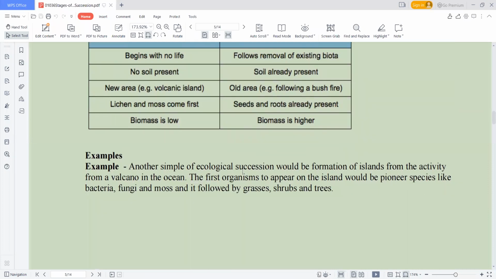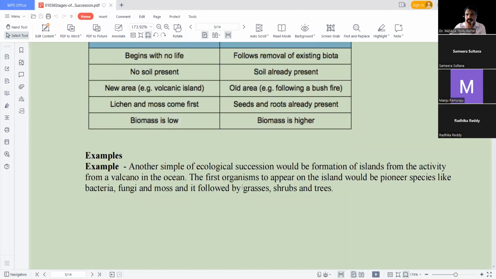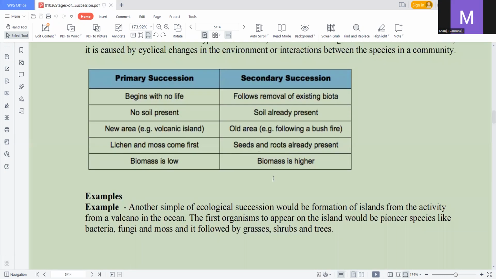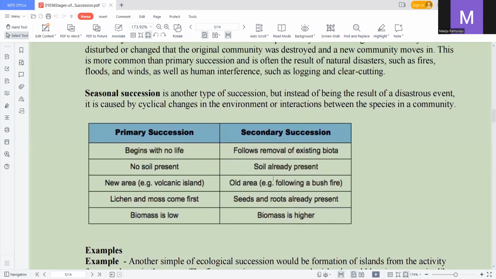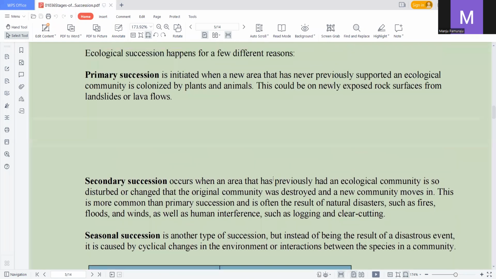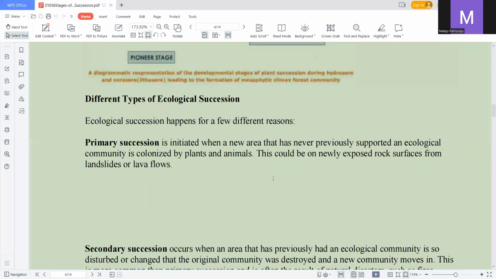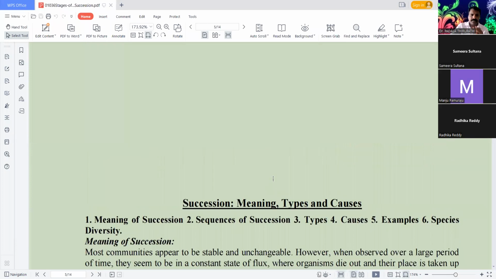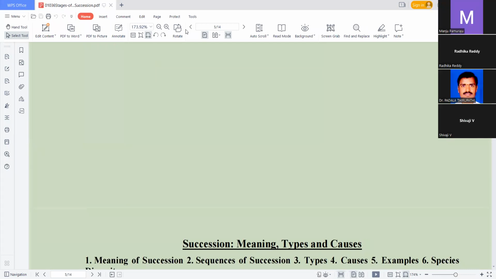Another simple example of ecological succession would be the formation of an island from volcanic activity in the ocean. The first organisms to appear on the island would be pioneer species like bacteria, fungi, and mosses. These are followed by grasses, shrubs, and trees. So this is about primary succession, secondary succession, and the process of ecological succession. This is also important for your competitive exams. In the next class, we will discuss the process of ecological succession in hydrosere and xerosere. Okay, I will stop here.